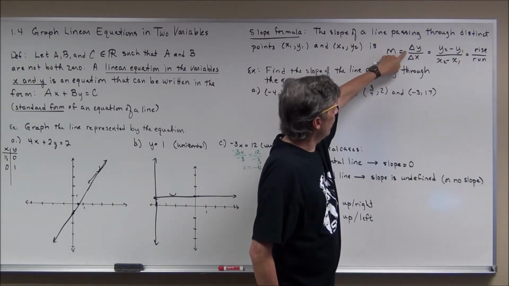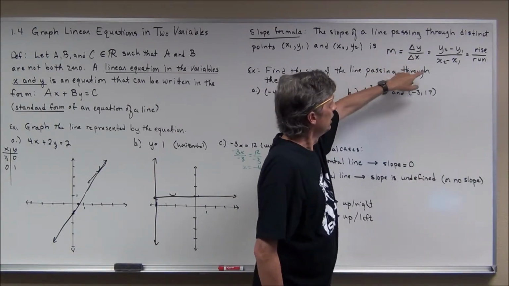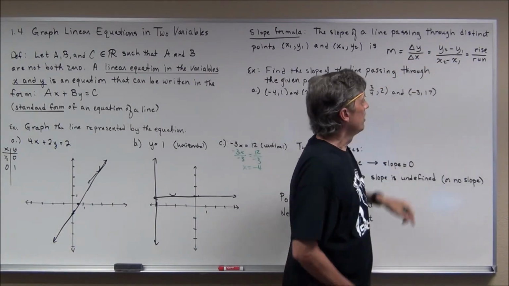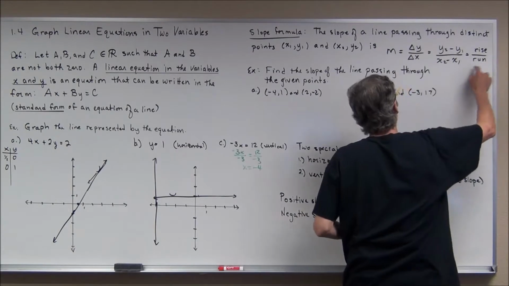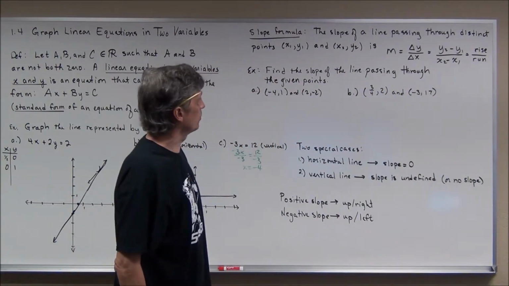This is delta y over delta x. Delta, the Greek letter delta, means the change in the y's, the change in the x's. So as you can see, I subtract the y values, I subtract the x values. Most people think of it as rise over run. Be careful, the denominator cannot be 0, so x2 minus x1 cannot equal 0.